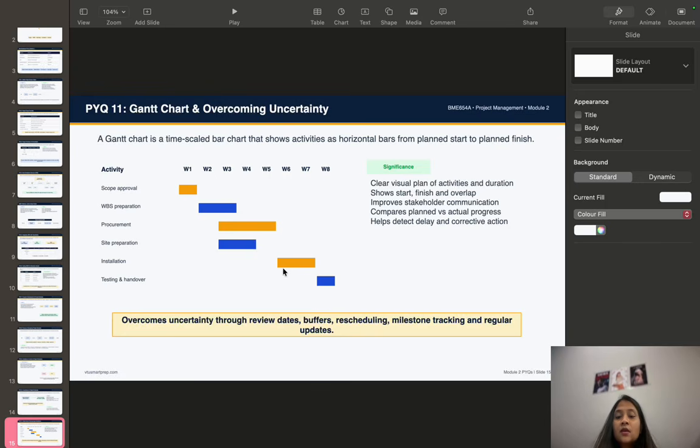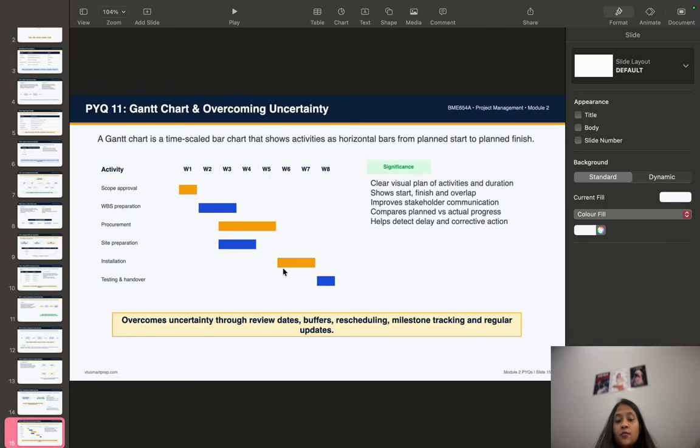Okay, the significance of the Gantt chart is it gives a clear visual plan of activities and duration. It shows whether the start dates and finish dates of activities are overlapping or not, and it also improves communication with stakeholders. It also compares the planned progress with the actual progress, and it helps to detect delays and take corrective actions. Okay, and also remember, the Gantt chart helps to overcome uncertainty through review dates, buffer.